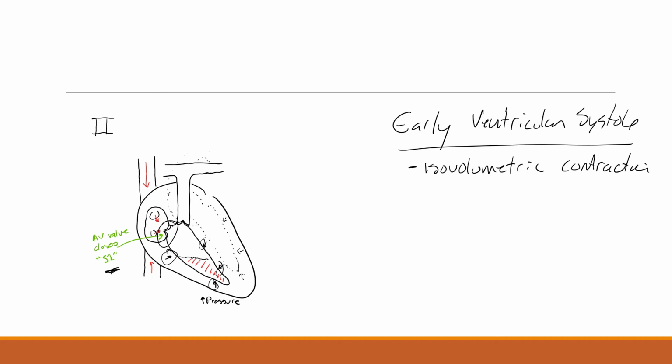And so that's shutting to prevent blood from going backwards, and that happens because pressure is starting to increase in the ventricle as it's contracting. And so it slams shut. All right, so it's slammed shut. So the volume right now hasn't changed.